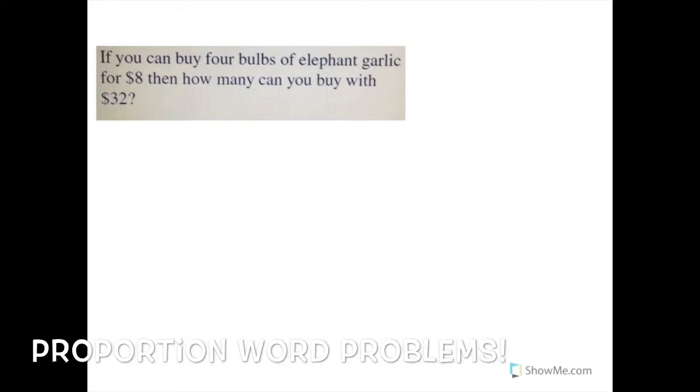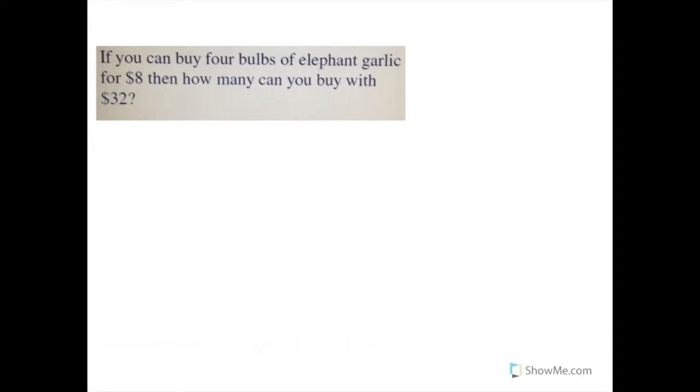If you can buy 4 bulbs of elephant garlic for $8, then how many can you buy for $32? So I'm just going to start by underlining important information in the word problem. The two things that we're talking about are money, or dollars, and bulbs. It really helps you to write that out first to stay organized. So dollars over bulbs.